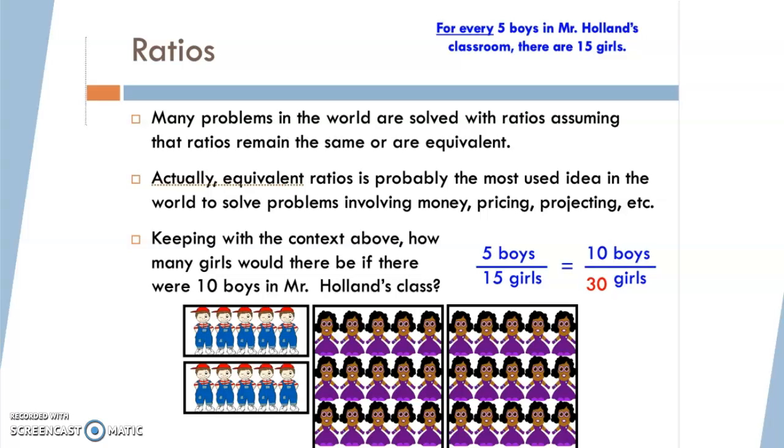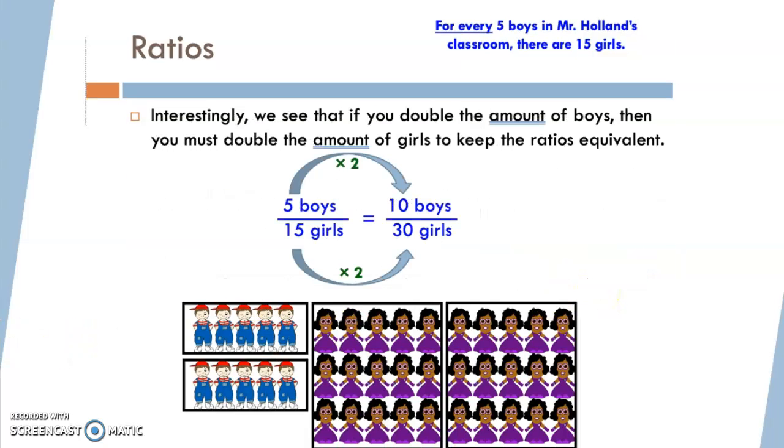So keep the context above. How many girls would there be if there were 10 boys in Mr. Holland's class? Okay, so we've now doubled from 5 to 10. If there were originally for every 5, 15 girls, if we've doubled our 5 to 10, 5 times 2 is 10, then 15 times 2 is 30. Okay, here's what that looks like.